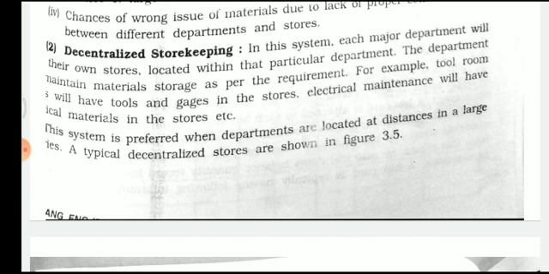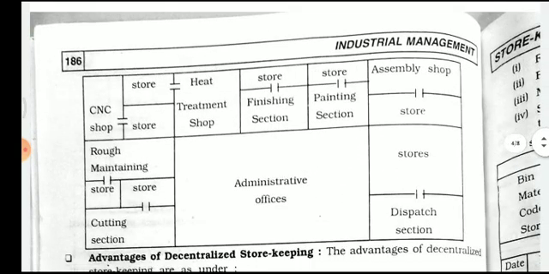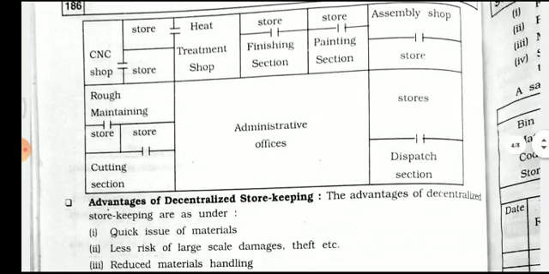Electrical maintenance will have its own material in the store. This system is preferred when departments are located at a distance in large factories. A typical decentralization is shown in figure 3.5. So here is the figure.